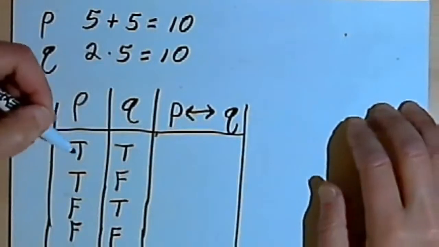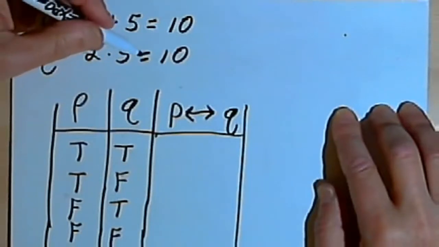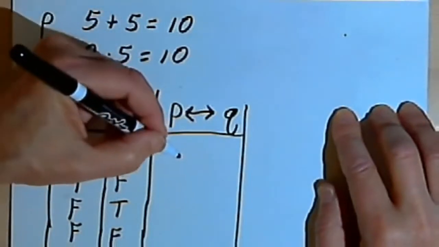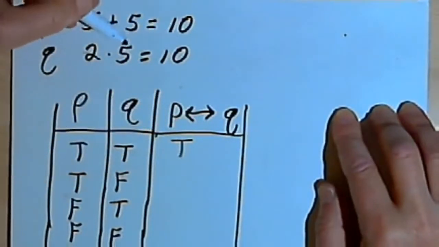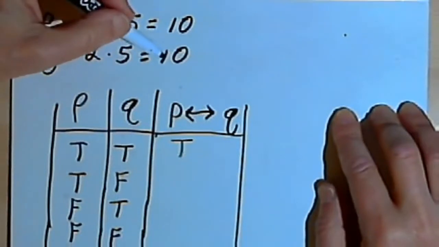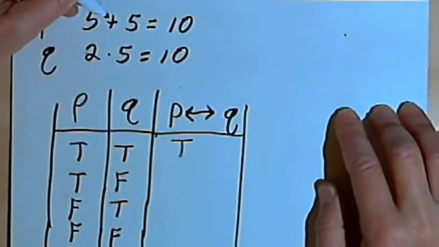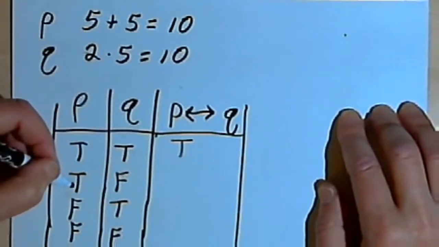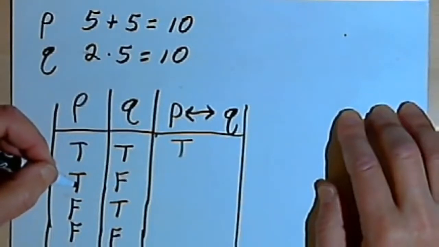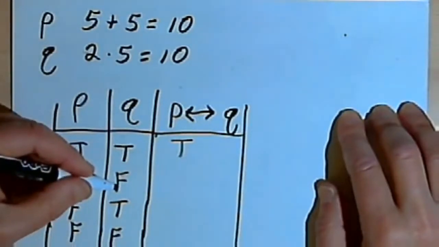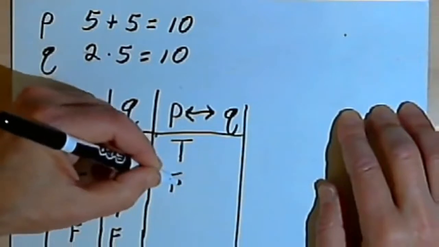Well, if they're both true, if P is true, 5 plus 5 equals 10, and Q is true, 2 times 5 equals 10, then we're going to have a true statement. If I know that 5 plus 5 is equal to 10 and 2 times 5 is equal to 10, and if I know that 2 times 5 is equal to 10, I can expect that 5 plus 5 is equal to 10. Now, when one statement is true and the other is false, in other words, I know that 5 plus 5 is equal to 10, but 2 times 5 is not equal to 10, that's not my expectation, so that is false.